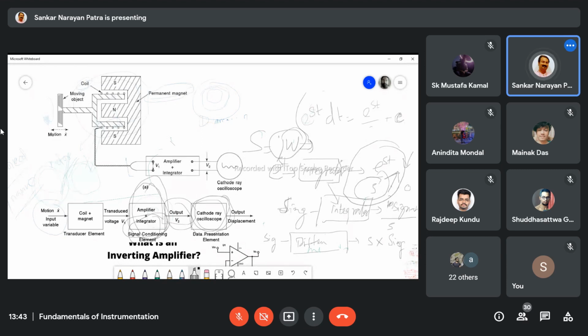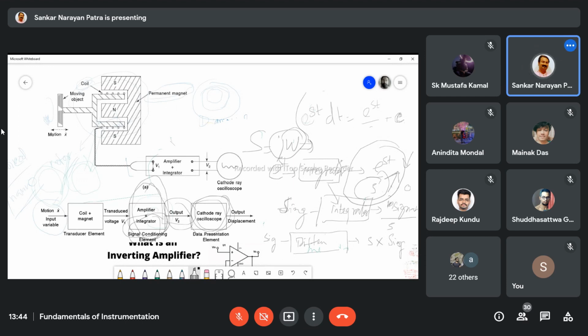If x is the displacement, then dx by dt will be the velocity. If you consider the velocity component, then you have to scale the voltage signal with respect to velocity. If you consider simple displacement, then 1 centimeter displacement, 1 degree centigrade, 1 minute or 1 second of angular displacement will give different output voltages. According to that you have to scale.